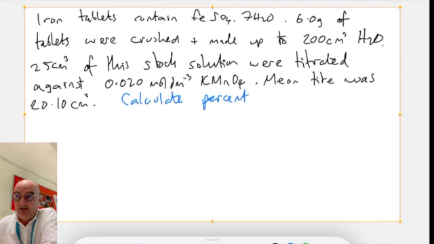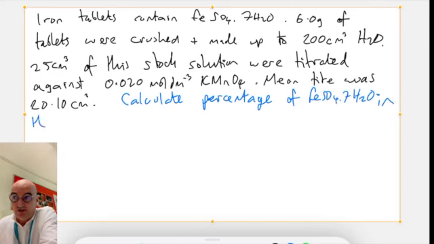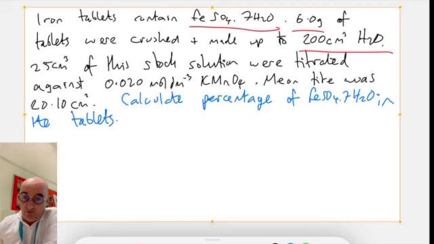Typical question. Iron tablets, 6 grams, were crushed, made up to 200 cm³, with 25 cm³ of stock solution titrated against 0.02 mol per dm³ potassium permanganate. Mean titre was 20.1. Where should we begin?